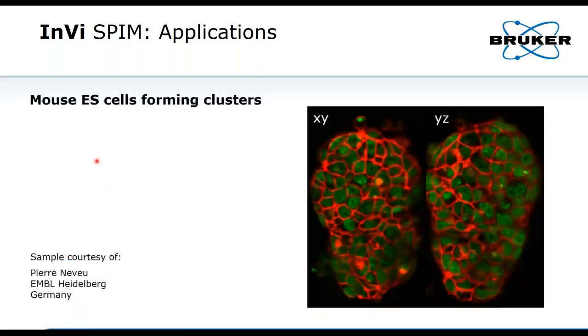This is an example of a cluster of a 3D spheroid provided by Pierre Neveu from EMBL, formed from mouse embryonic stem cells, and you can see this is about 180, 200 microns in diameter.